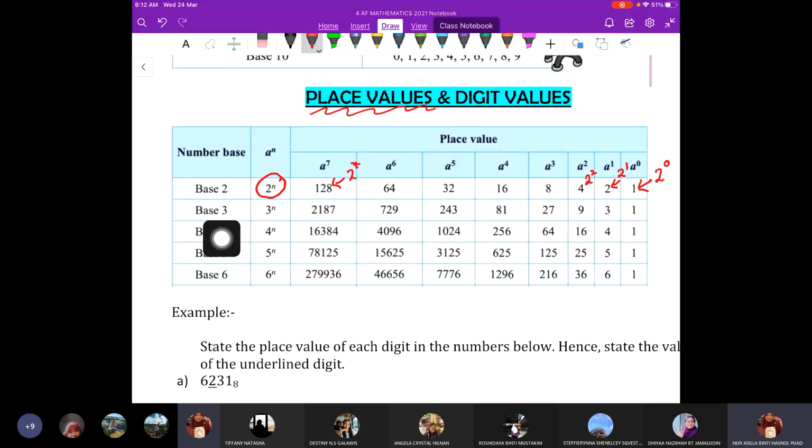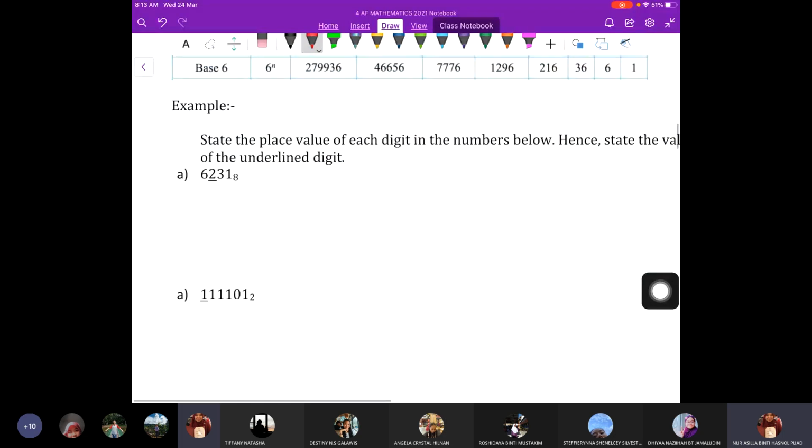Okay, so in base 3, dia akan bertukar. This will be base 3 power 0, and then the second one will be base 3 power 1, and then so on lah, base 3 power 2. That's why you get 1, 3, 9 and so on. Okay, so place values, kalau kita tanya we are referring to this thing. Okay, macam mana nak guna pakai? Okay, let's look at an example.